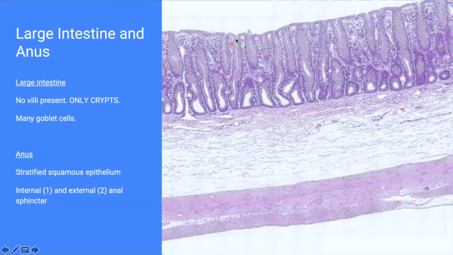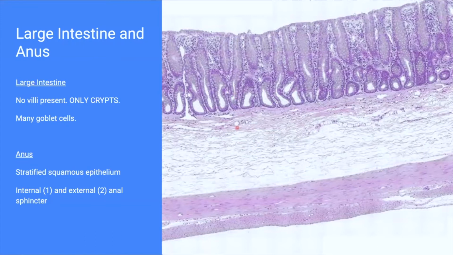In the wall of the crypts, we see that these crypts are actually staining very pale. There's not a lot of color to these cells at all, except for the nuclei at the base. That's because these are very highly occupied by goblet cells, producing a lot of mucus, producing protective enzymes, and releasing those into the contents of this organ. And that makes sense because of the highly bacterial contents of the large intestine lumen. So many goblet cells, only crypts, and no villi. That's what we see with the large intestine.